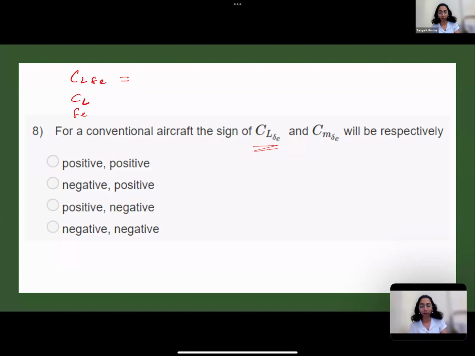What is the control in the longitudinal direction? To generate pitch, we just discussed this in one of the first few questions. What was the control for controlling pitch? Elevator, yes. So what was delta E?